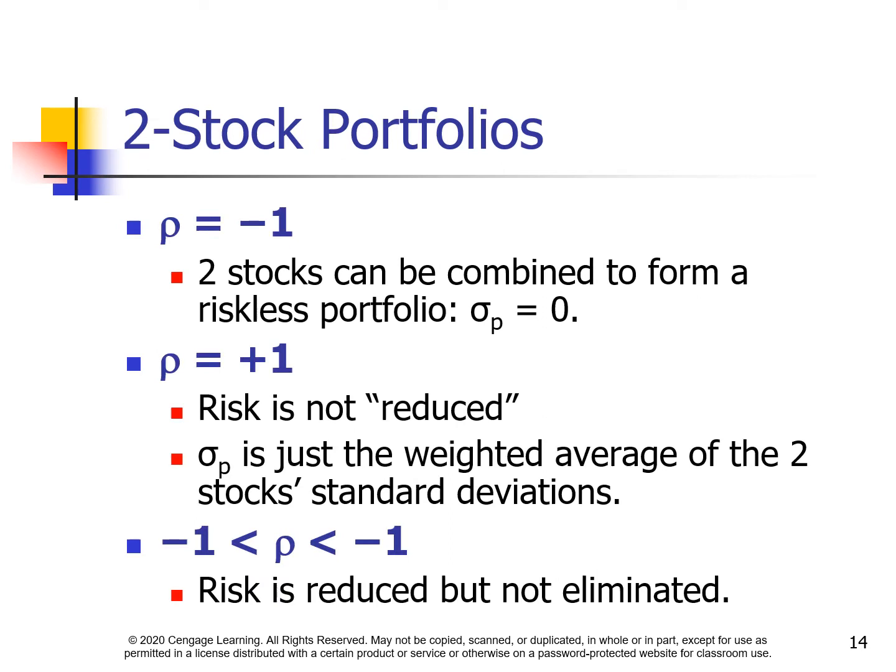Two stock portfolios. Two stocks can be combined to form a riskless portfolio when the correlation is -1. When the correlation is +1, risk is not reduced. When the correlation is between -1 and +1, risk is reduced but not eliminated.